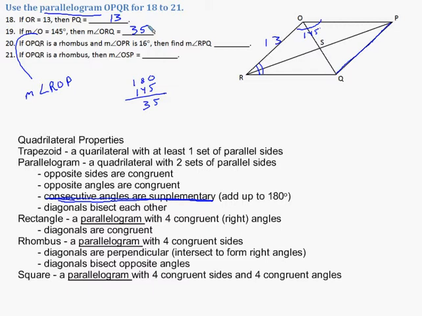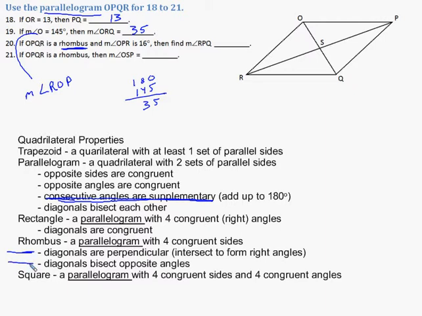Number 20 says if OPQR is a rhombus. So it's not just a parallelogram now. They're saying, what if it's also a rhombus? Well, if it's a rhombus, it now has the properties of a rhombus and a parallelogram. And so the ones on top of the fact that it's a parallelogram are down here. Diagonals are perpendicular, and diagonals bisect opposite angles.